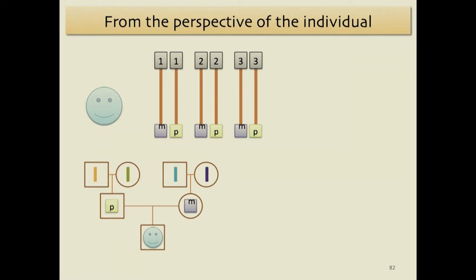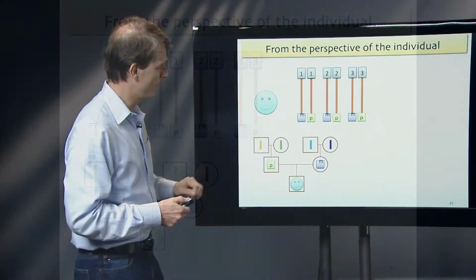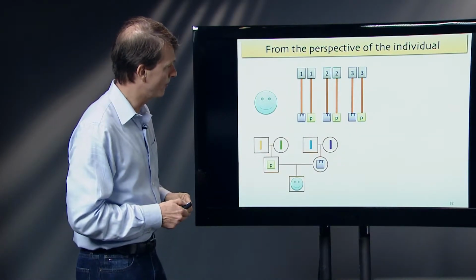These colors will appear in all of the chromosomes, okay? So while I'm only drawing one chromosome here, I should really be drawing 3 that are orange, just to keep track of which grandparent it comes from.